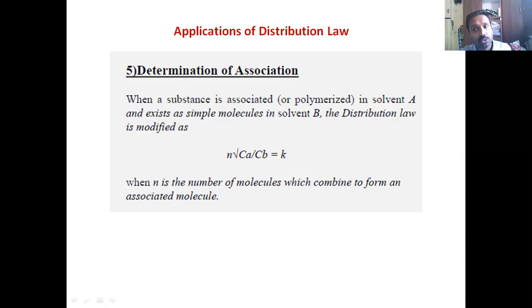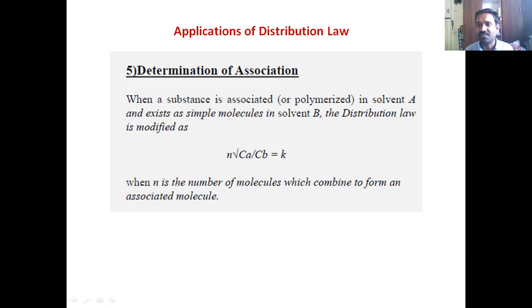For what value of n do you get the ratio constant? Is it for n is equal to 2? Is it for n is equal to 3? Or is it for n is equal to 4? For what value of n are you getting that ratio constant? That will be the degree of association. It could be 2, 3 or so on. So simply n is the number of molecules combined to form an associated molecule. So degree of association is what you should find out from your experiment.